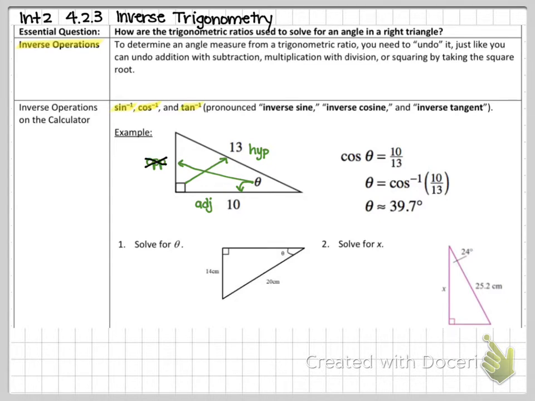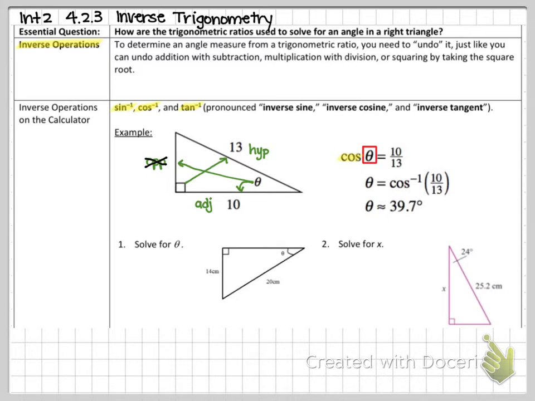Well, with adjacent and hypotenuse, we know that this is going to be the cosine ratio. So if you take a look, we know that cosine of the angle is going to be the adjacent side over the hypotenuse, so 10 over 13. It's at this point, though, where we need to get rid of cosine itself, because what we're trying to solve for specifically is just the theta. So if you look, we have that cosine in front of this that needs to go.